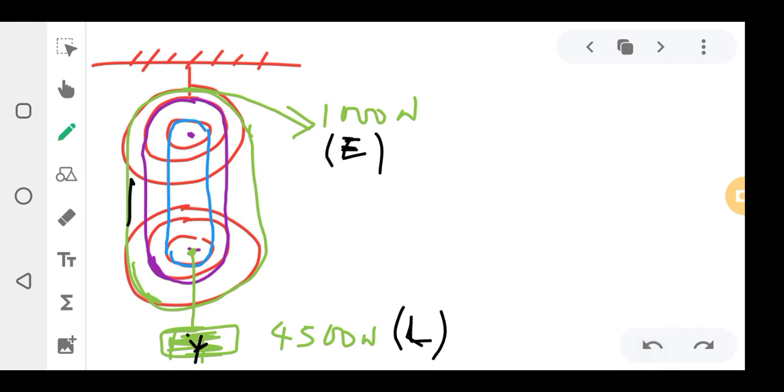So this is the first string, and then the second string this one. Again third this one, fourth this one, and then fifth this one. Again 6th that string. So there are 6 strings attached to those round pulleys. So it means the velocity ratio is actually 6.